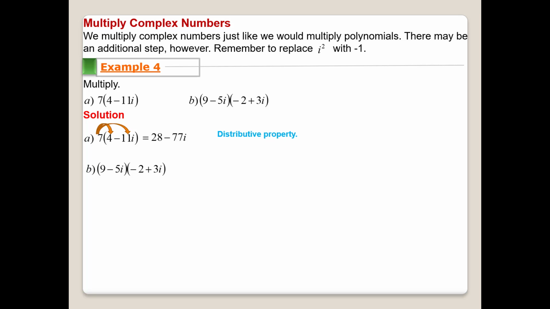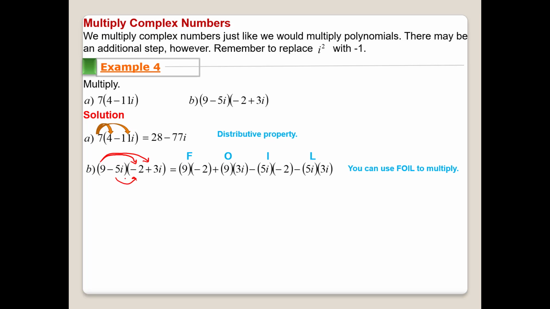Now if we take part B here, we have 9 minus 5i times -2 plus 3i. We're going to use the FOIL method: first, outer, inner, last. So again, you're going to take 9 times -2. Then you're going to take 9 times plus 3i. Then you take -5i times -2, and you take -5i times a positive 3i.